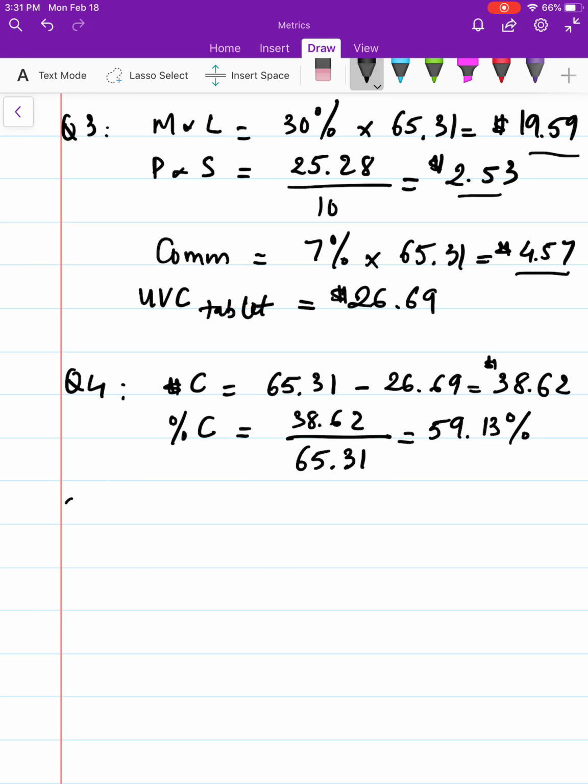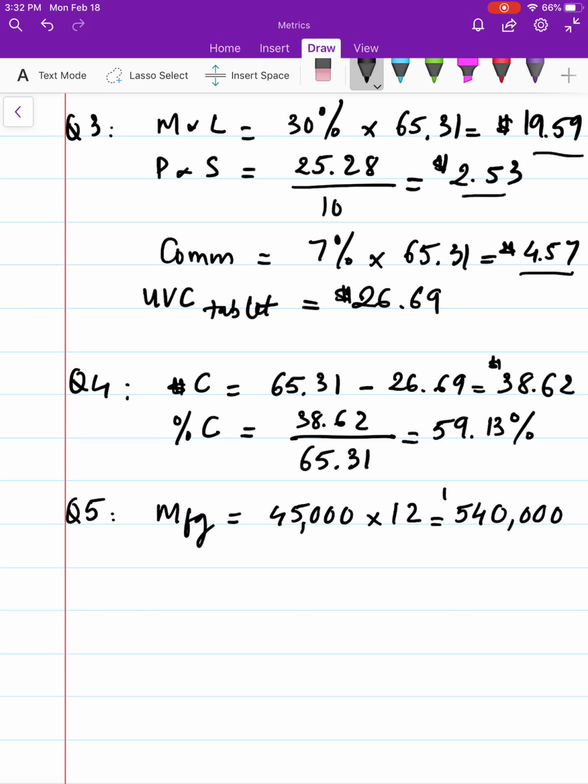Next question, asking for the total fixed cost. But before we figure out the total fixed cost, we have to itemize all the fixed costs. Well, the manufacturing cost per month is $45,000, and we have 12 months within a year. Therefore, the manufacturing cost would equal $540,000.